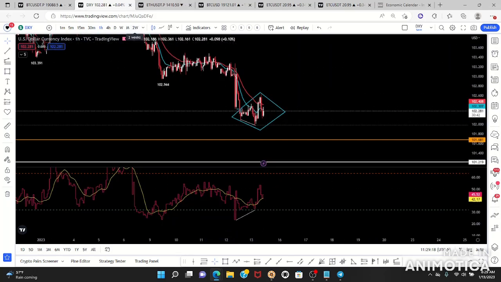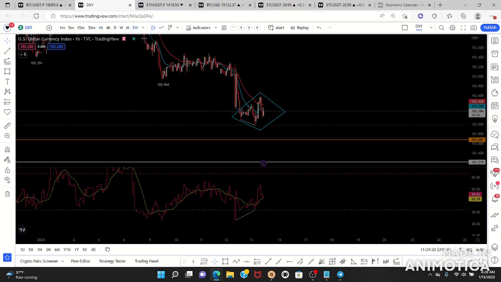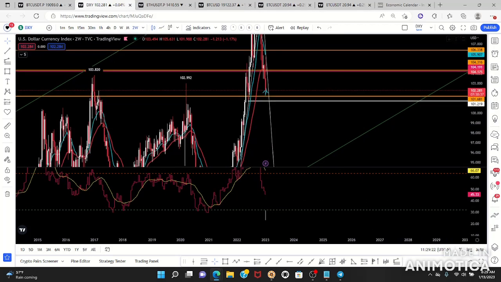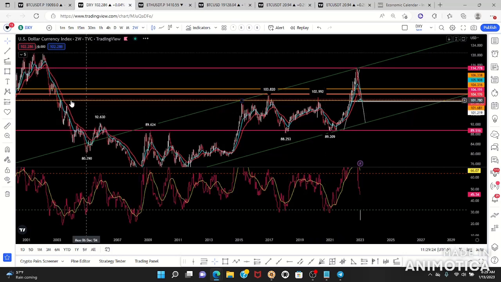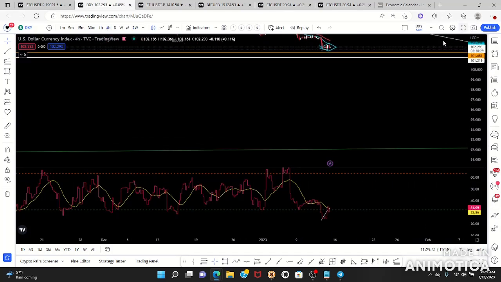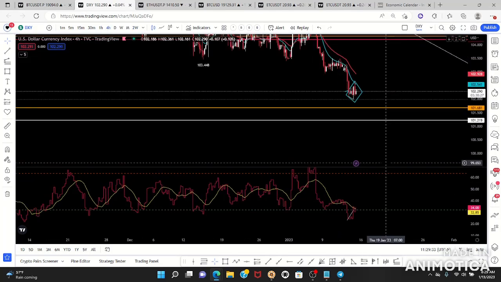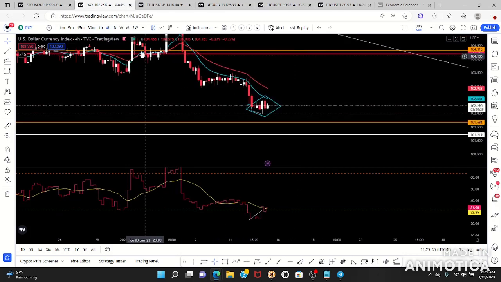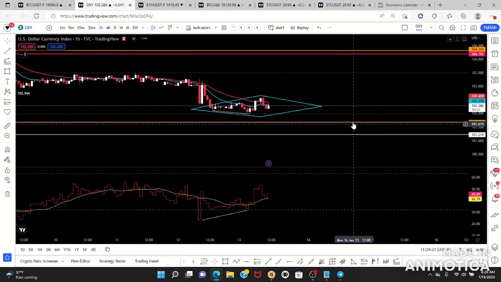And of course, if we zoom out, we know we're playing with this major resistance that could be our support now. So let's keep a close eye on it, but a reversal is pretty possible here. I like that. All right.